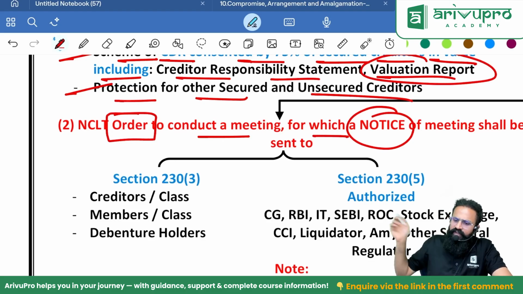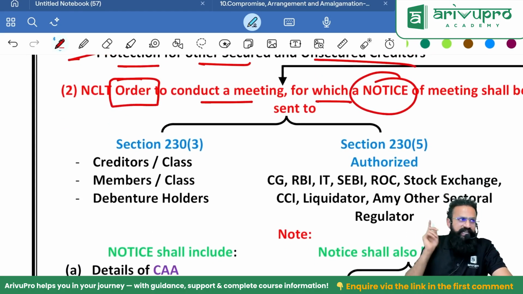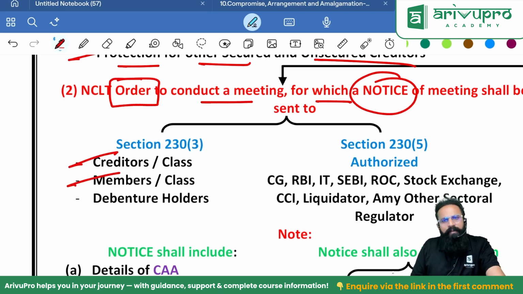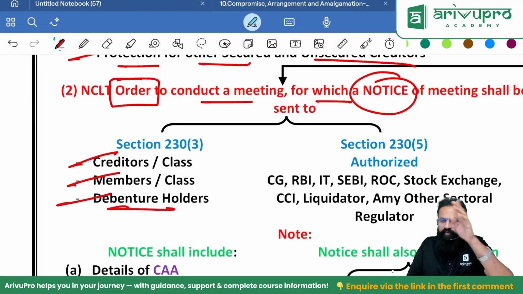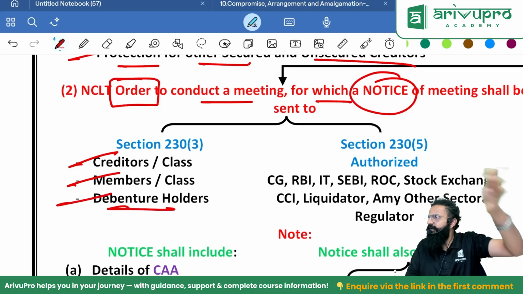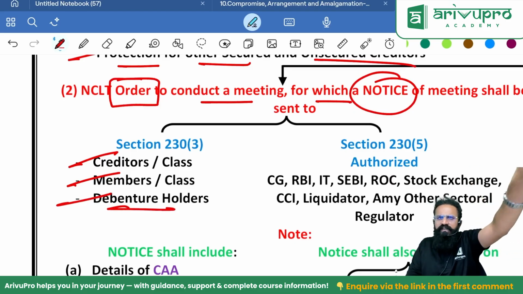Now, the tribunal is telling to send a notice to all these people. Of course, we want our creditors to attend the meeting. Of course, we want members to attend the meeting. Class here means what? Group. Debenture holders. So wherever it is required, with whomsoever you are entering into a compromise or arrangement, you are conducting a meeting with such particular category.